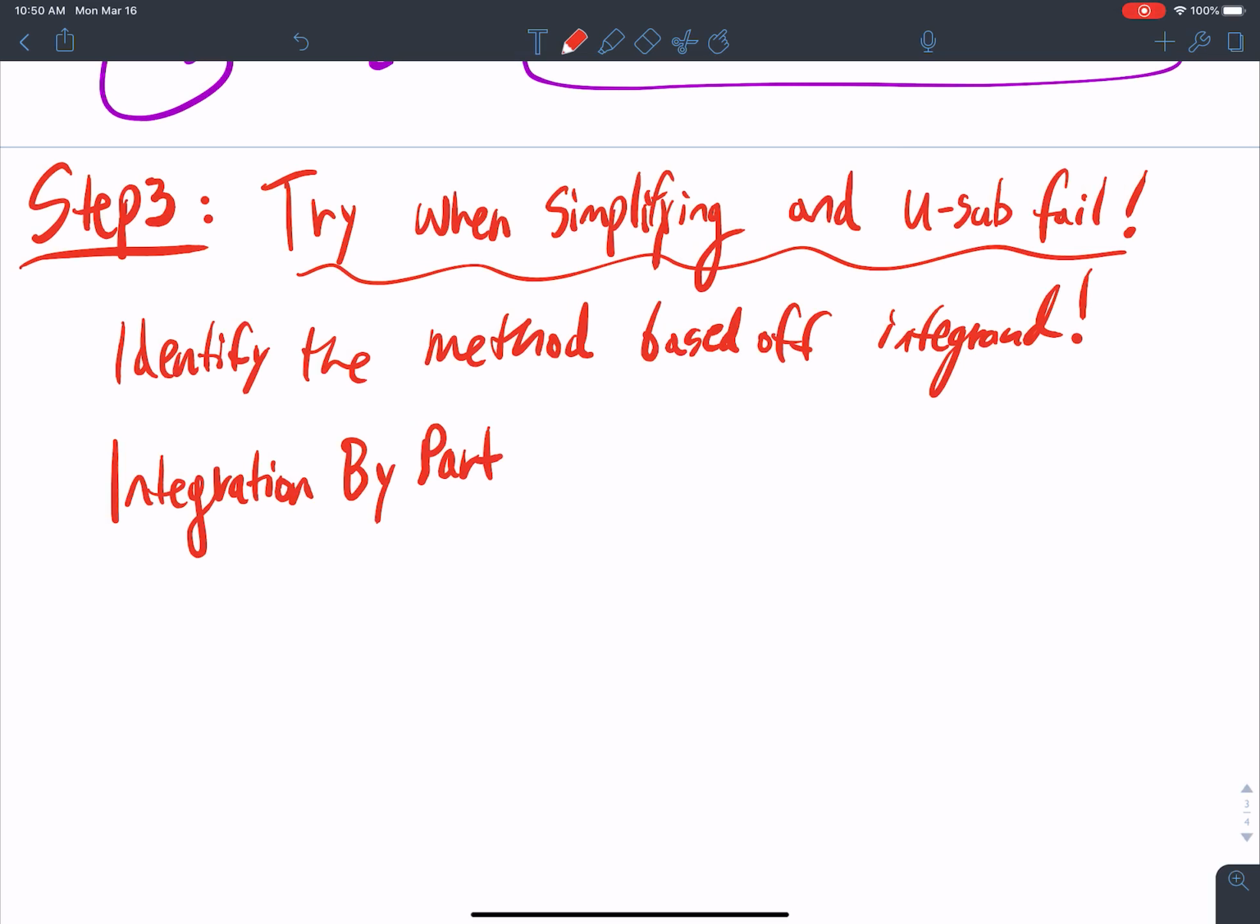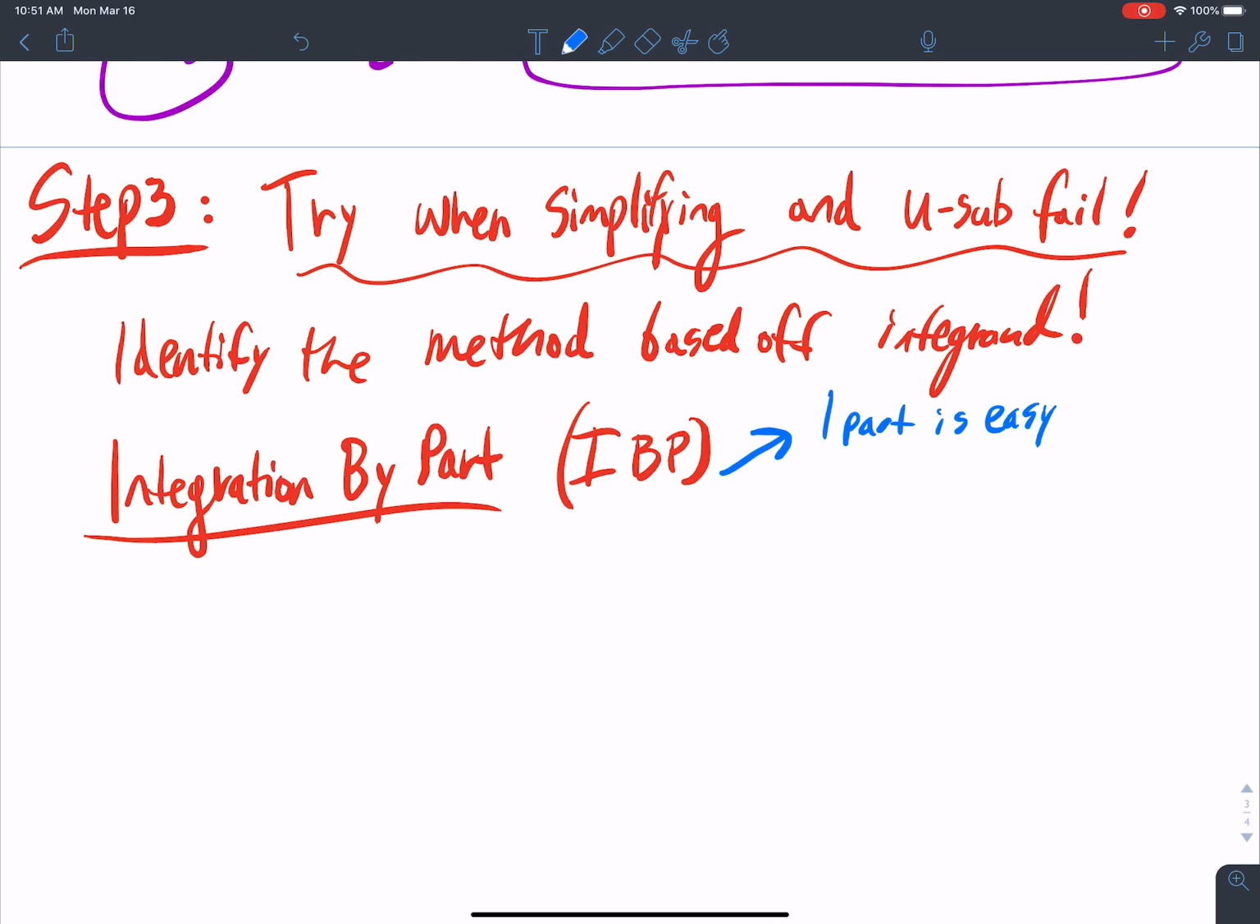I like to abbreviate this IBP just because we use it a lot. This technique, you want to use this technique if one part is easy to take the derivative. Okay, so what does that mean? Easy to take the derivative.